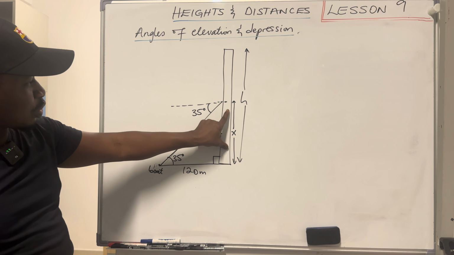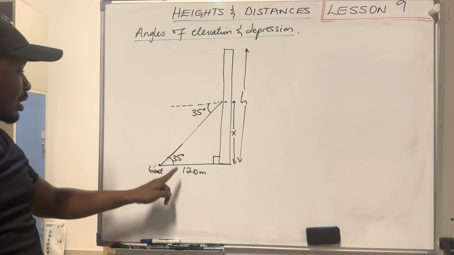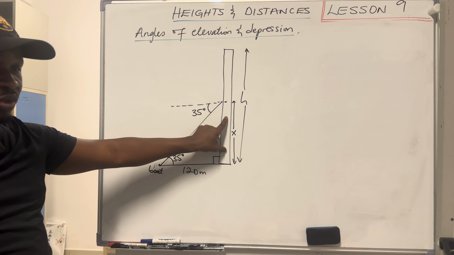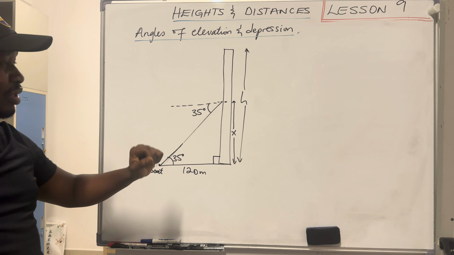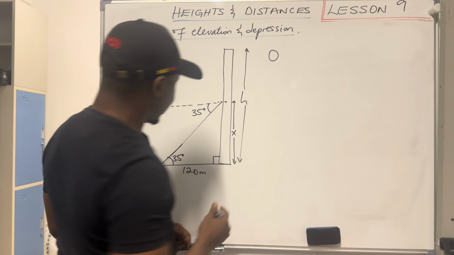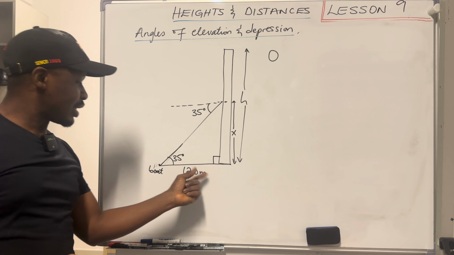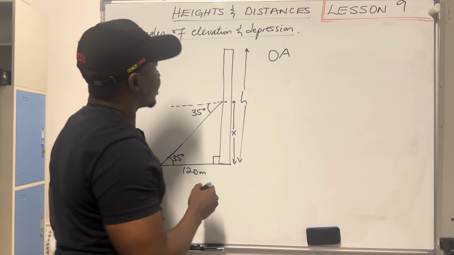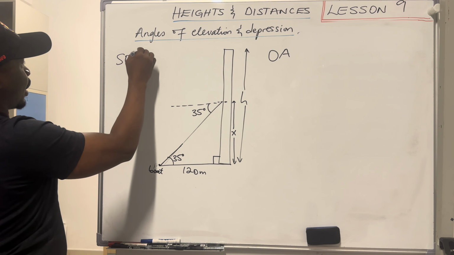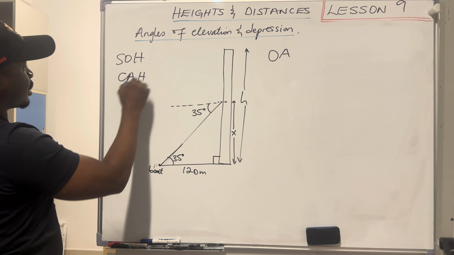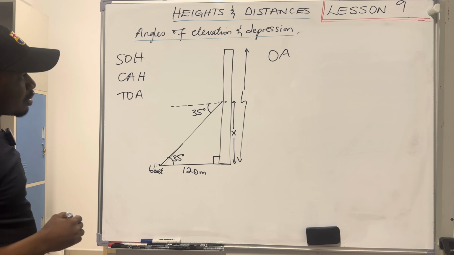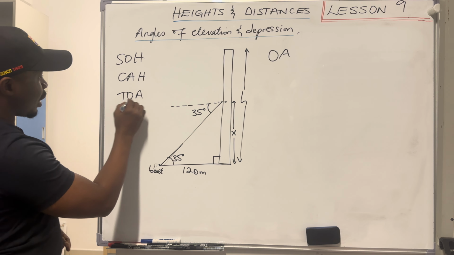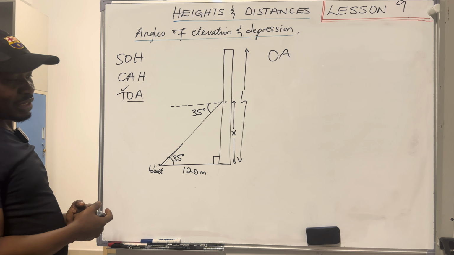So that x we want to find is serving as the opposite of the 35 degrees. Remember, the side facing the given angle is the opposite in a right angle triangle. The side between the given angle and 90 degrees is the adjacent. So here we have this and we have this. So which of these has OA? OA, it is tan. So we are using tan.